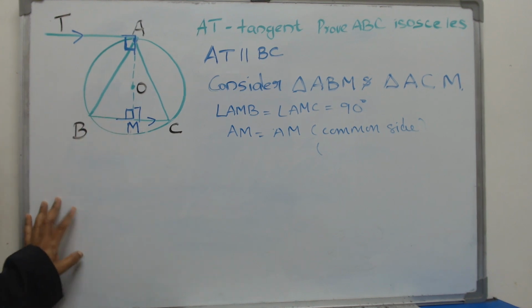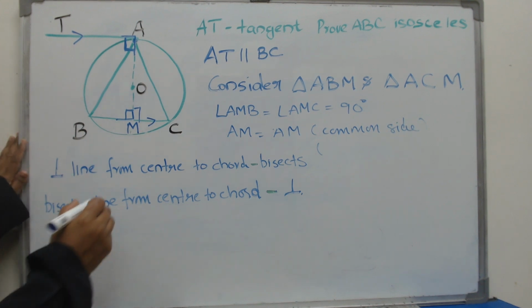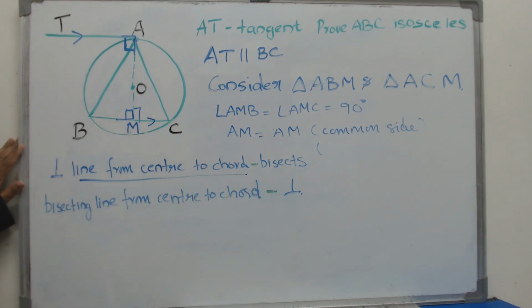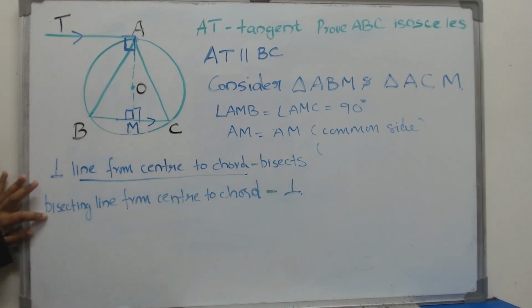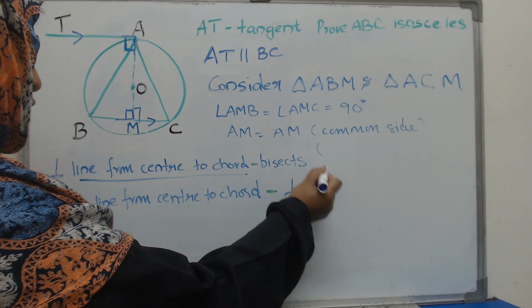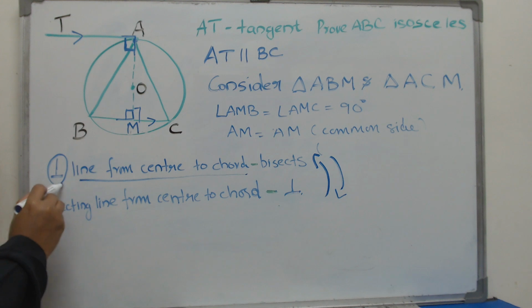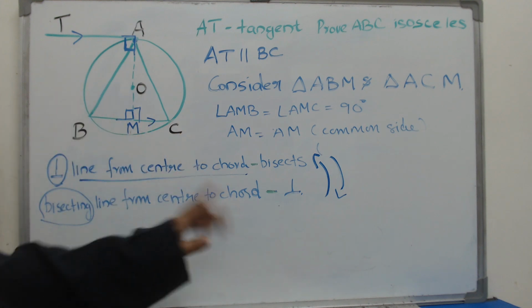What does it do? It bisects a chord. This is a result that we have studied in our earlier classes. If we have a line from the center to a chord, then if it is perpendicular, it will bisect. If it bisects, it will be perpendicular. You just need one of these results. Either this line should be perpendicular or it should bisect. Any one means the other.